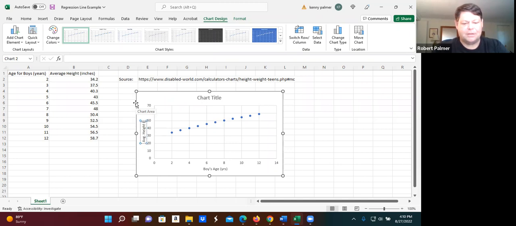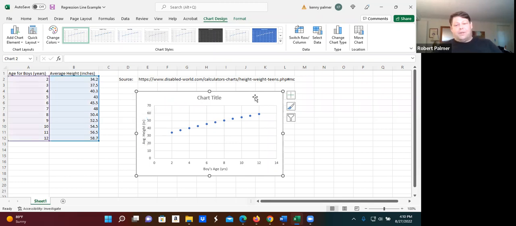So average height, and once again, that's in inches. Okay, good. Now, that kind of gives the idea of a trend, and it appears to be going up from left to right, which is what we expect. We expect as age increases, height increases. It's kind of a positive trend. So we expect to have a positive slope to this.